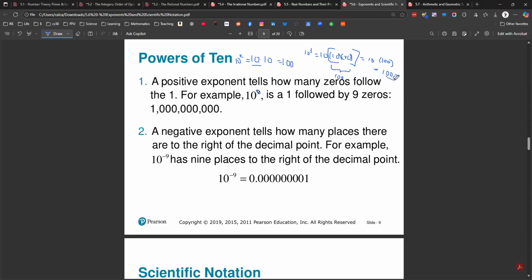And so you can see then that we have 3 zeros corresponding to the exponent here. We have 2 zeros corresponding to the exponent here. And so this pattern continues even with negative exponents. The difference is, if you notice here, I'm moving over 1, 2, 3, 4, 5, 6, 7, 8, 9. And so that's why it's a negative 9, is that I can express this as 1.0 times 10 to the negative 9th.